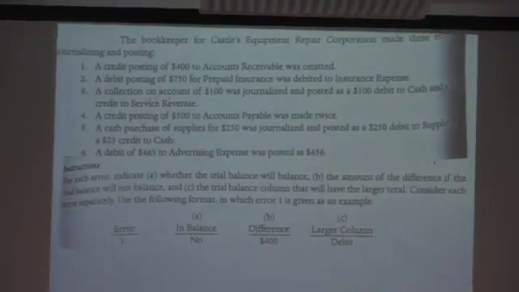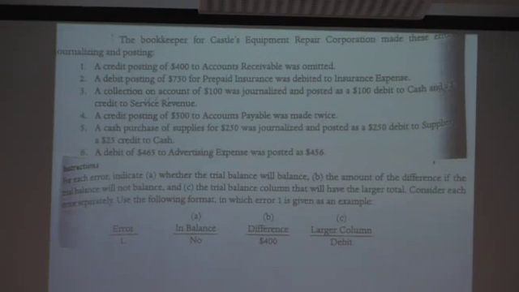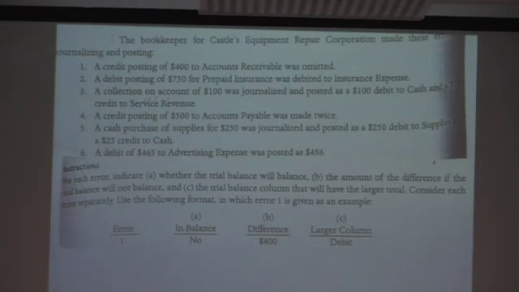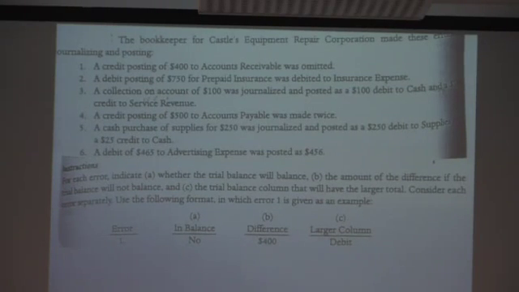So the bookkeeper made the following errors in journalizing and posting. What we have is an example of the first one. It says for each of the errors, so let's read the first error: a credit posting of $400 to accounts receivable was omitted.